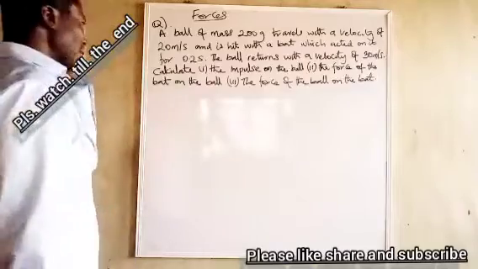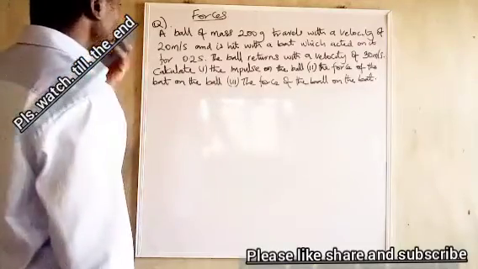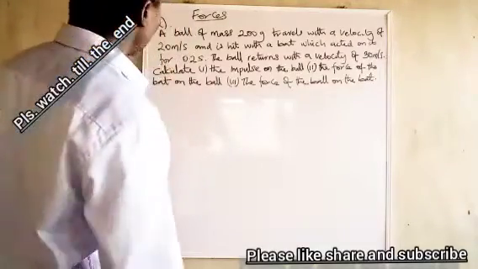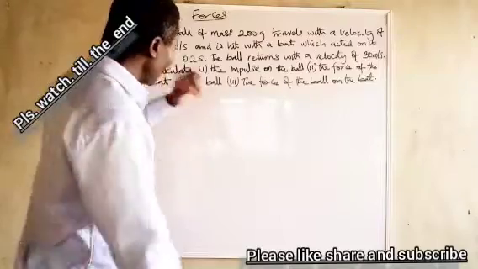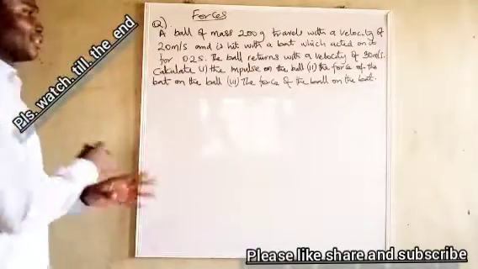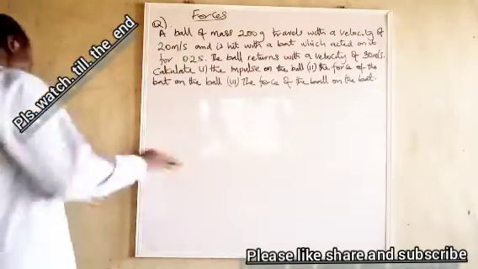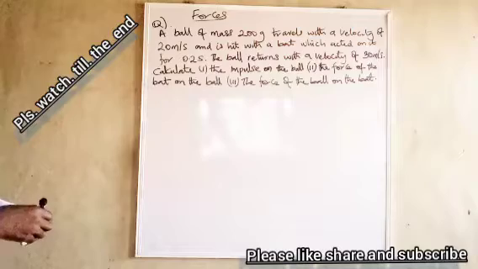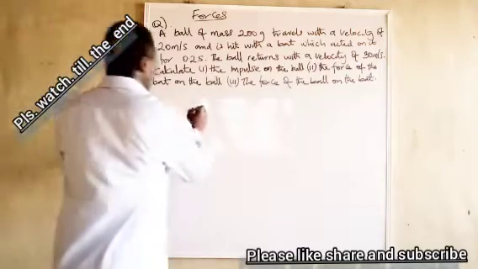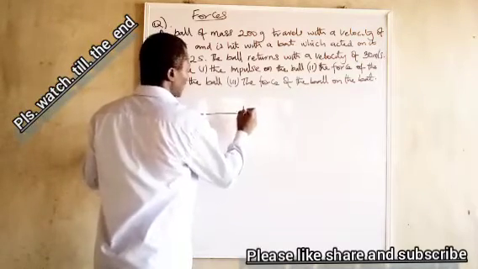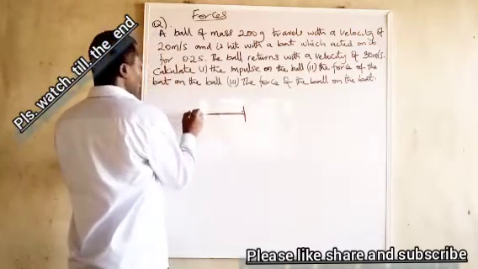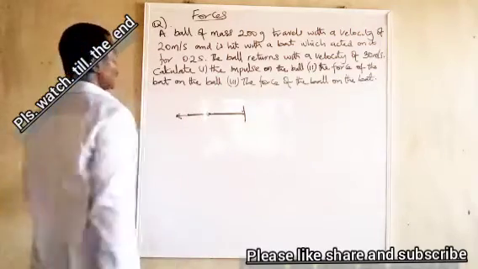Calculate 1, the impulse on the ball, 2, the force of the bat on the ball, and 3, the force of the ball on the bat. Let's assume that it returns directly backward, tracing the direction it came, just like this. And this is the bat. So the bat returns it along this direction.